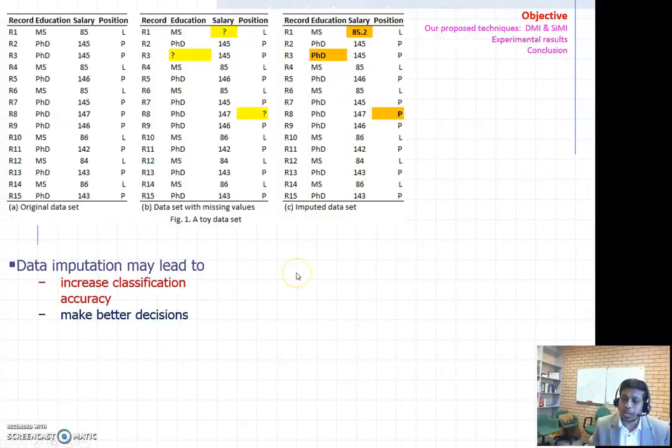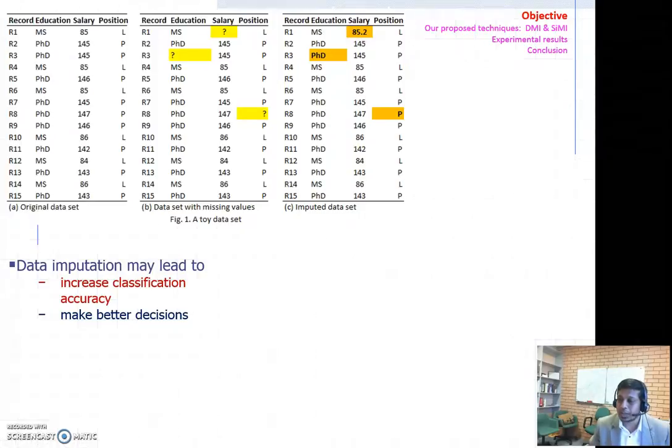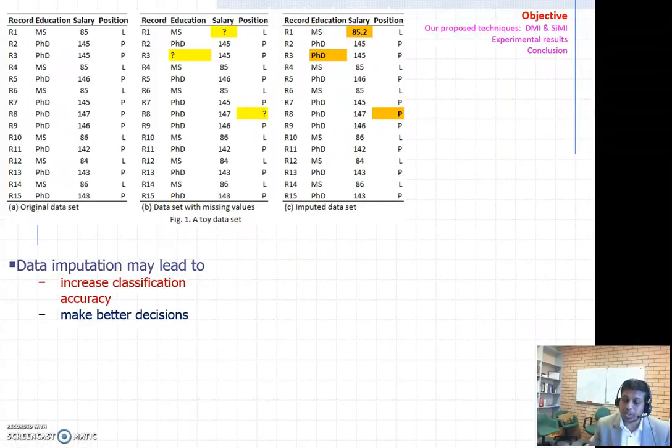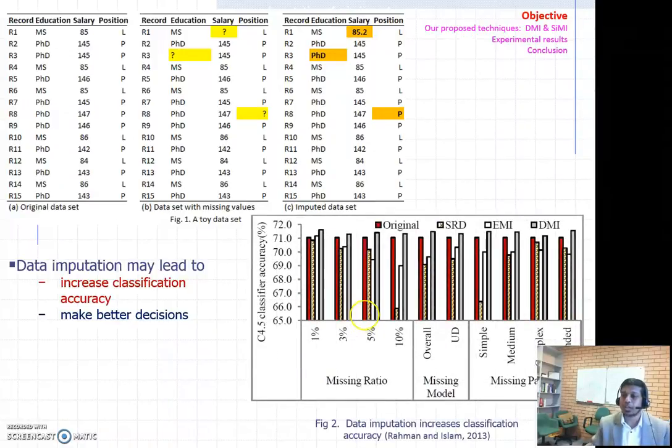Imputation can be very useful in many ways. It can increase data analysis accuracy or quality. For example, classification accuracy can be improved by imputing. Here we made an early experiment where we showed that if you impute a data set and then build a classifier, that classifier is generally more accurate than the classifier built from a data set with missing values. If a data set has various missing values and you build a classifier, the accuracy may not be as good as if you build the classifier after imputing the values.